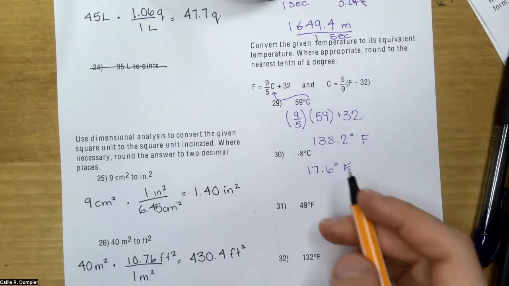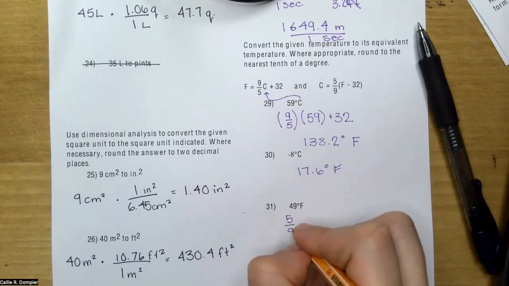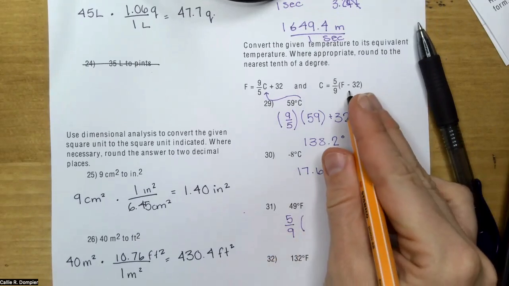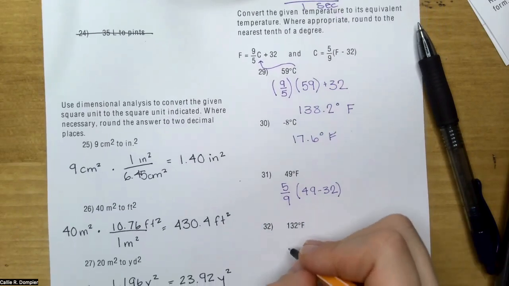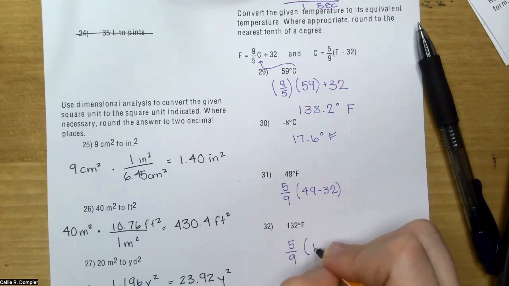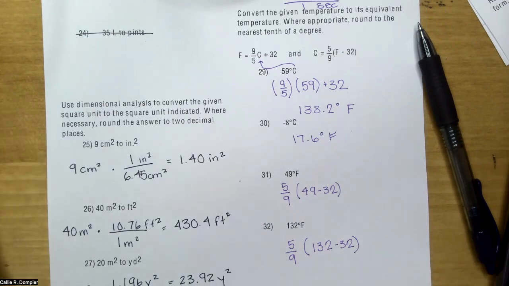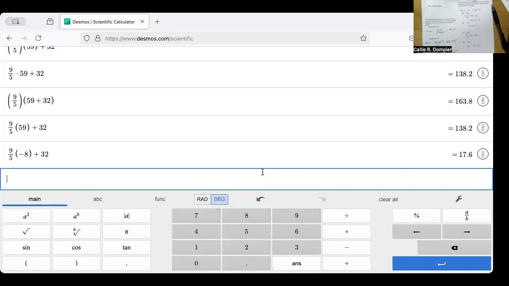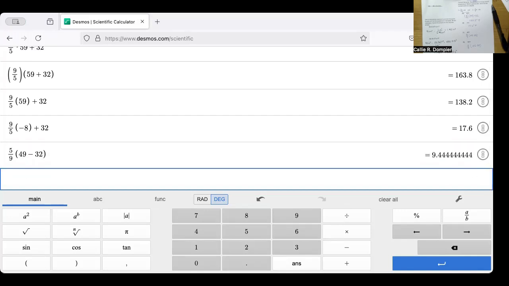Now we're going to be converting from Fahrenheit into Celsius. So we're going to use this equation. So that's 5/9 times F minus 32. So 49 minus 32 inside parentheses. All right. And here it'll be 5/9 times 132 minus 32 inside the parentheses. When you put that into your calculator, you get 9.4 degrees Celsius for number 31.